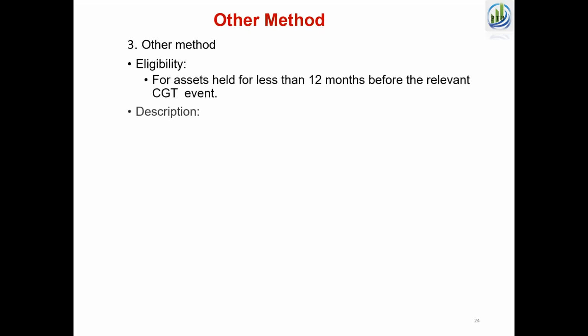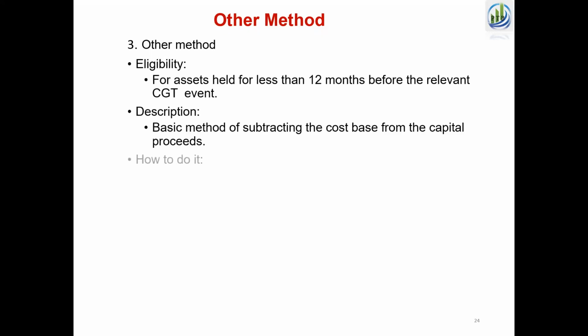Or assets purchased after 21st of September 1999 by companies or non-residents fall under this category. They're going to use the other method. So the other method applies if the assets are held less than 12 months. Or companies and non-residents who purchase the assets after 21st of September 1999 cannot use the indexation method. They are not eligible for the discount method. So their only option is the other method.